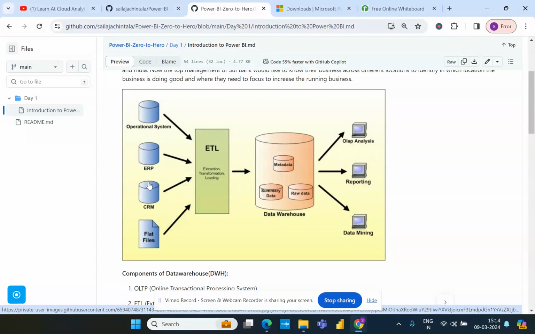And these containers are nothing but the OLTP. OLTP is nothing but the online transactional processing system, and this is the OLAP. OLAP is nothing but the online analytical processing system. We will look a little deeper into both terminologies further on. But for this current architecture diagram, let's see what happens next.